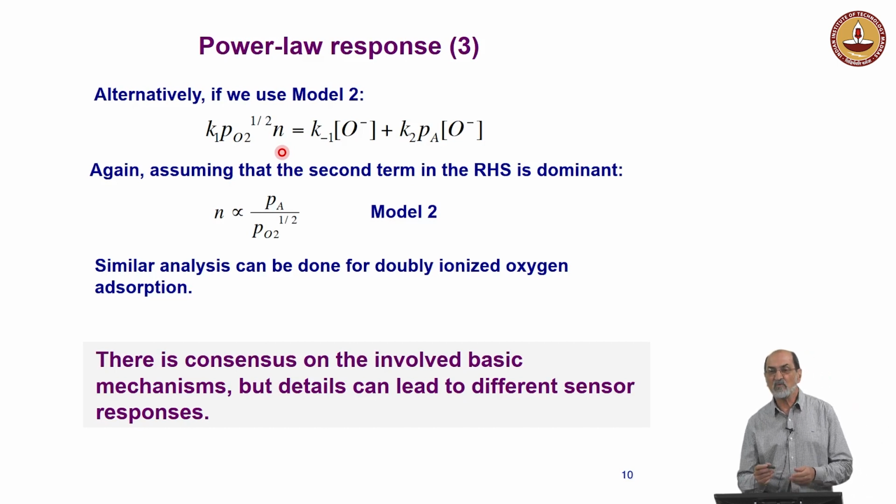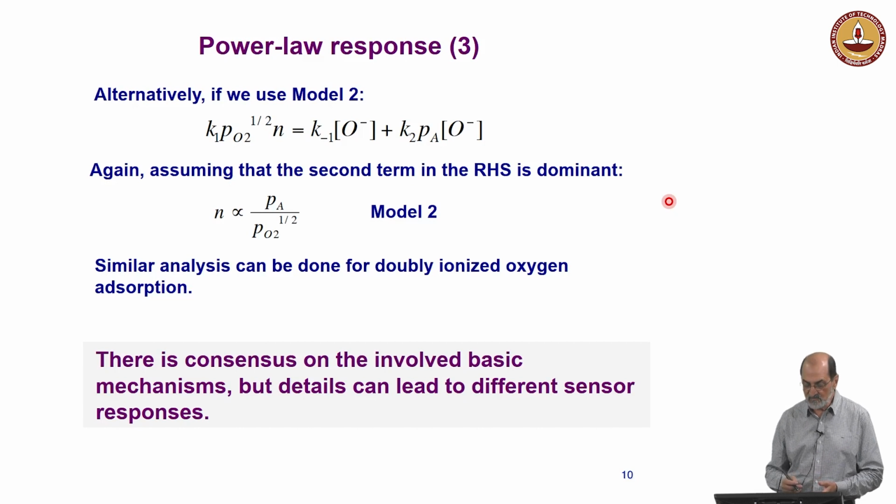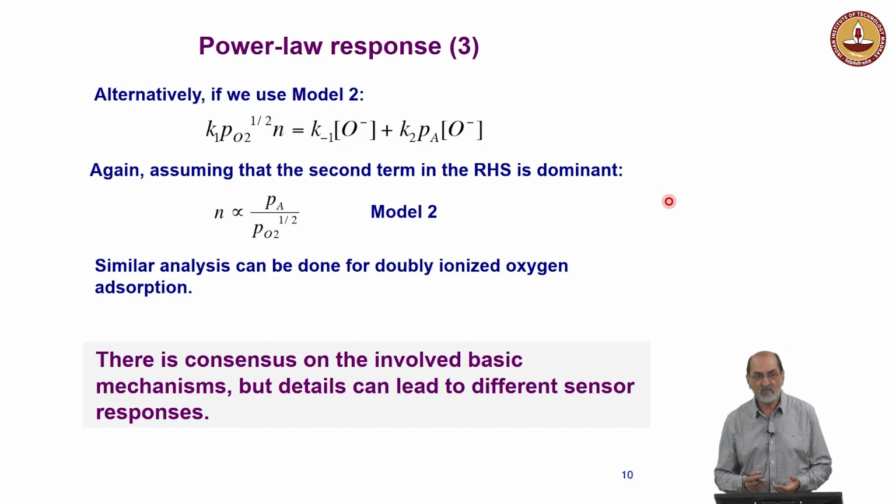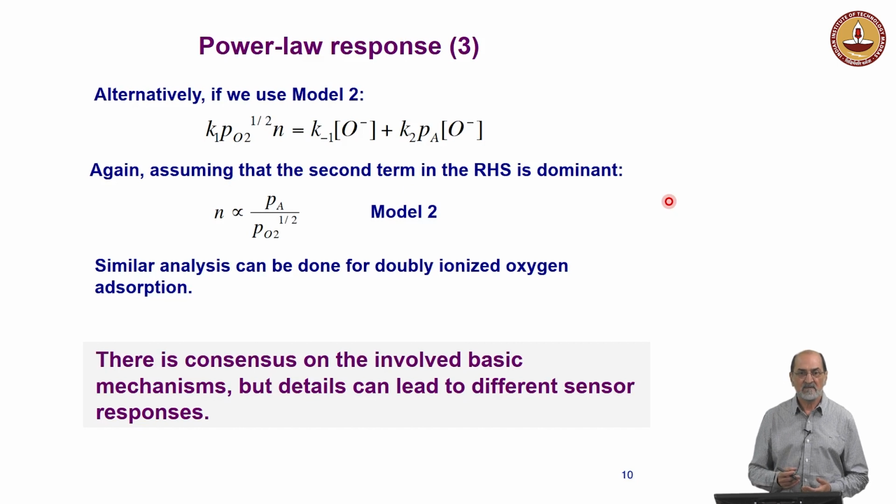So these two models are in many papers published in the literature. And what I want to show you is that there is consensus on the basic mechanism, the general ideas. People agree on that. But when you want to go into the details, people do not agree. But they are not irrelevant details. They lead us to different responses, to different results.